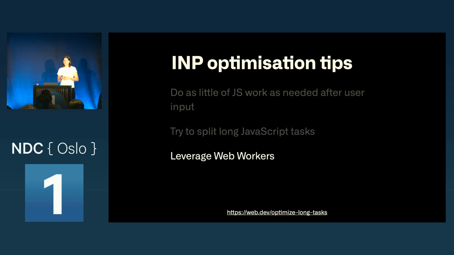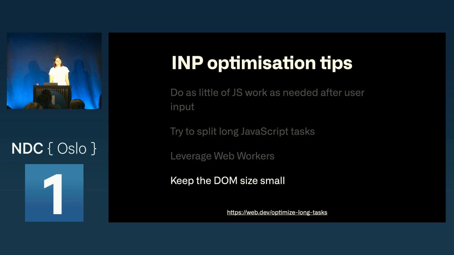You want to leverage web workers. If you have any heavy calculations, you want to take them out from the main thread that's responsible for giving visual feedback and building the DOM, and shift them to a web worker so it happens in parallel. And keep the DOM small, because the bigger the DOM, the more there is for the browser to keep track of when it needs to append the change.